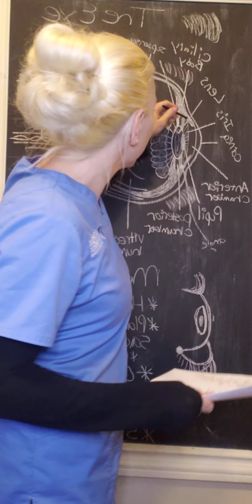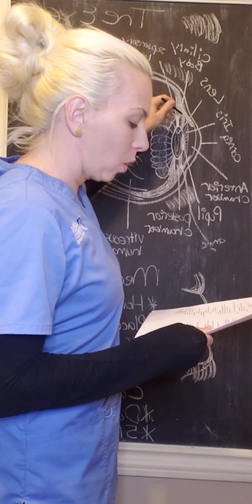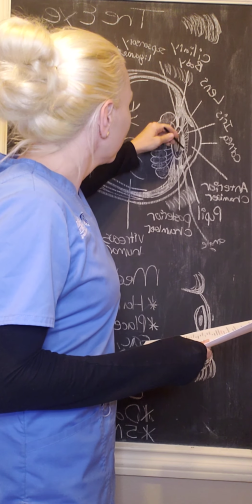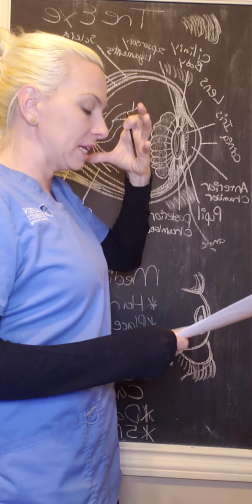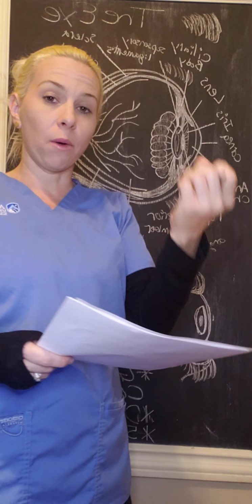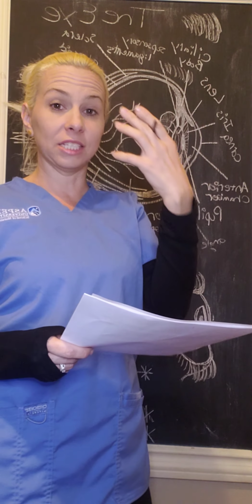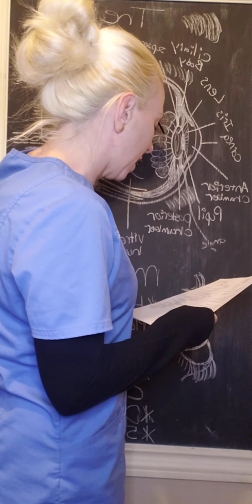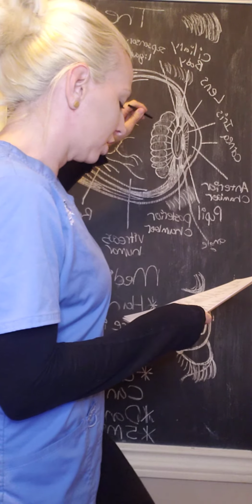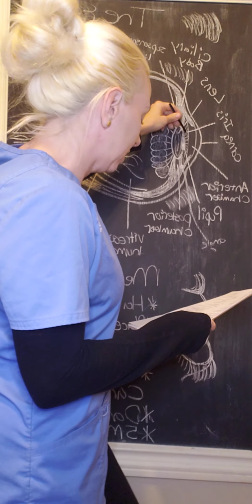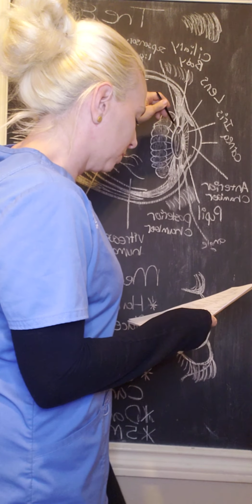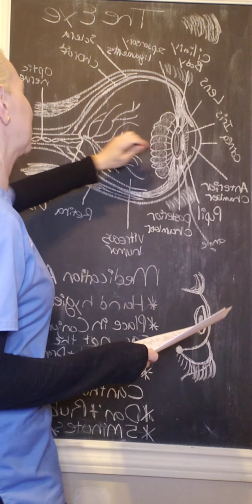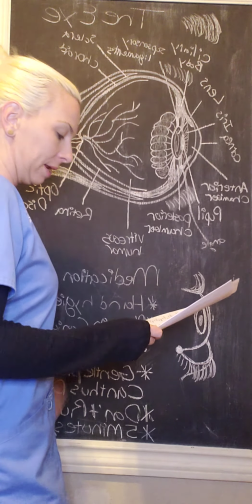Then you have the iris right here, which is a whole bunch of muscle structures, and what it does is help to restrict and dilate the actual pupil, controlling the amount of light that goes into the eye itself. Your lens is right here. It is a biconvex structure. It is behind the iris, and it helps to bend the light also so that it scatters all over the back of the retina.